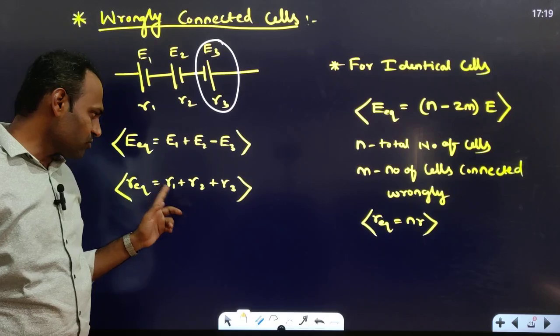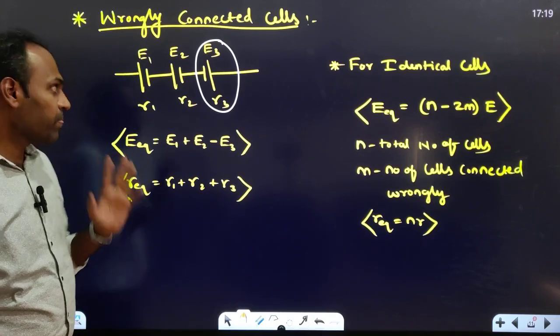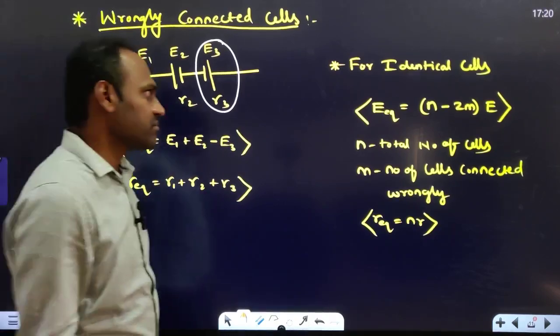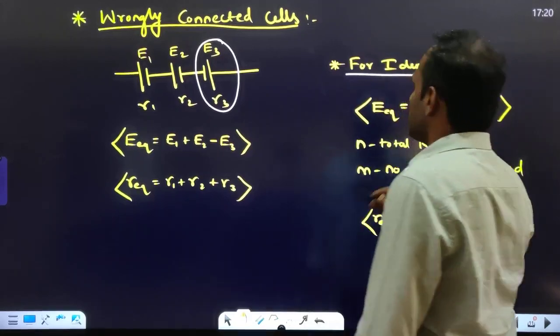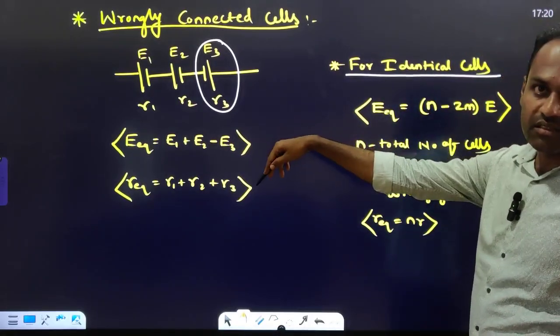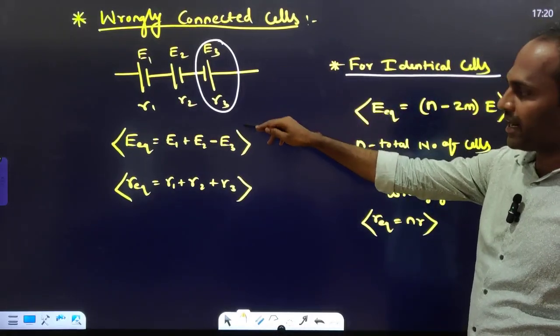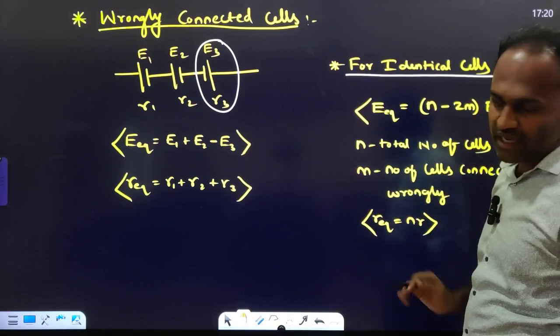So equivalent resistance will be R1 plus R2 plus R3. Correct? Next, for identical cells, that is for non-identical cells, non-identical cells wrongly connected, you have to take minus E3.